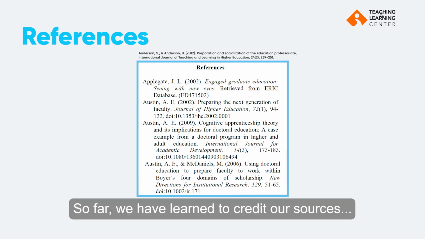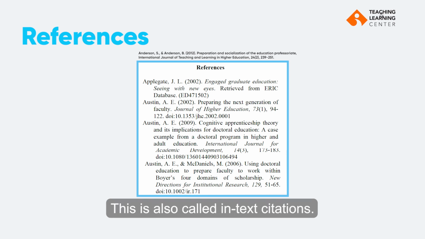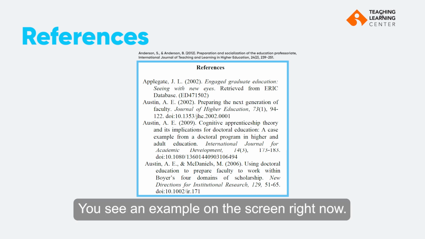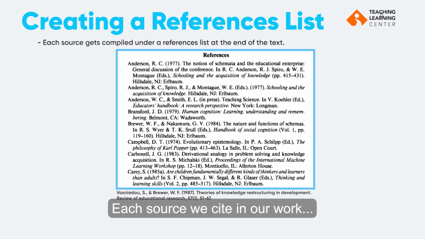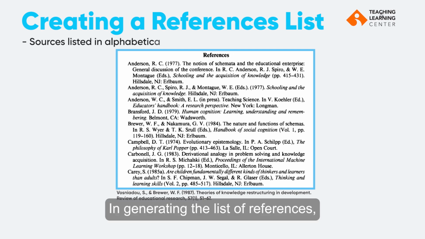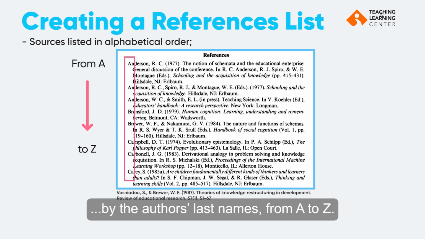So far, we have learned to credit our sources within the body of the text. This is also called in-text citations. Now, let's take a look at how to compile these sources in the references. You'll see an example on the screen right now. Each source we cite in our work has to appear also in the references section. In generating the list of references, we place the sources alphabetically by the author's last names from A to Z.